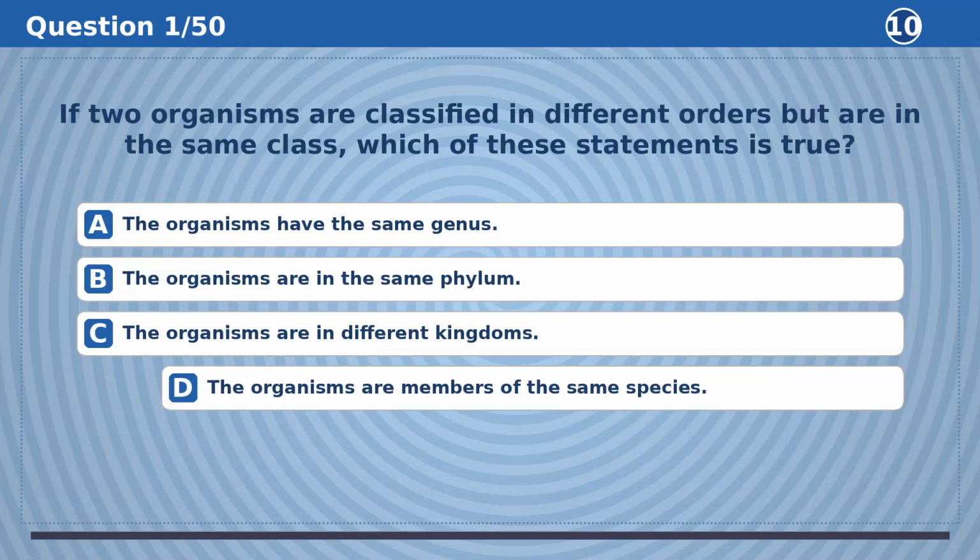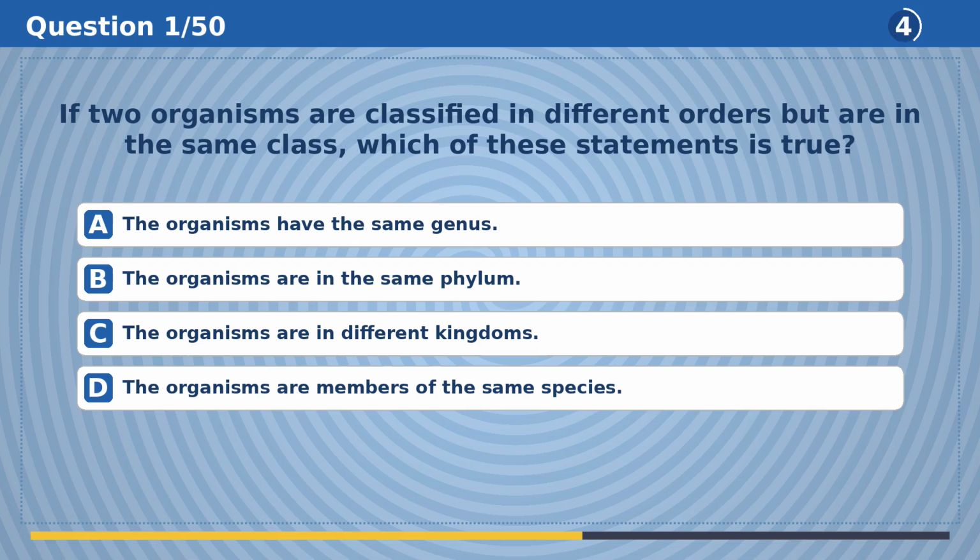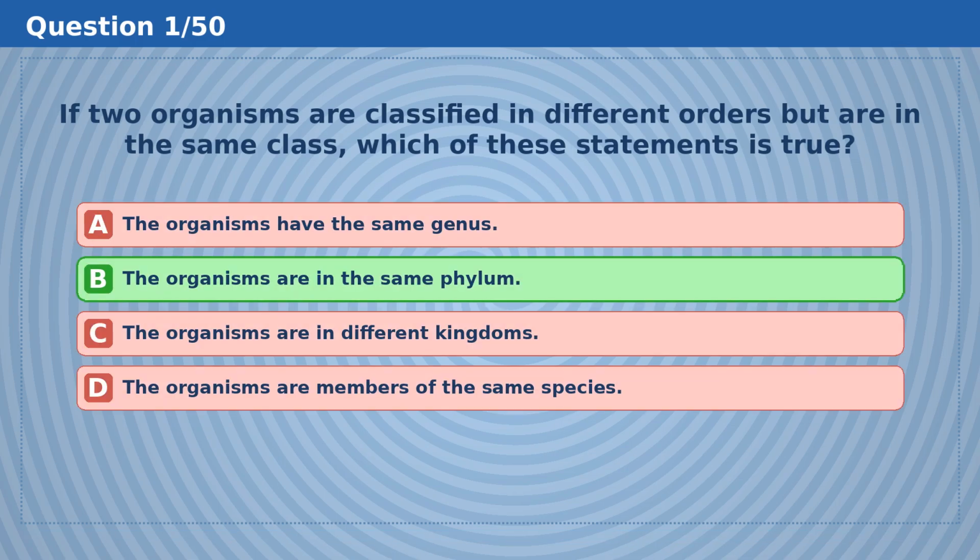3, 2, 1. If two organisms are classified in different orders but are in the same class, which of these statements is true? The answer is B. The organisms are in the same phylum.